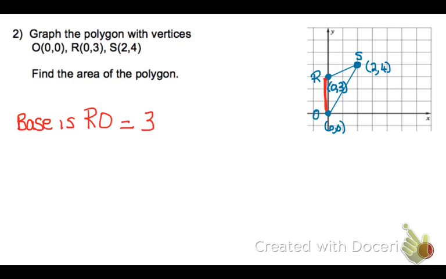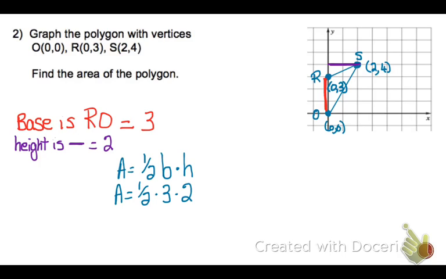Now remember that the height of a triangle is the distance from the side that is the base up to the other vertex. So in this case, that would be this line going from S to the y-axis, and I'm going to count that. That's a length of 2. So my height is that purple line, and it is a length of 2. Now, my formula for area of a triangle is area equals 1/2 base times height, and so I'm going to substitute 3 for B and 2 for H, and I'm going to get that my area equals 3. Now, notice there are no units given here, so I'm going to use the words units squared.